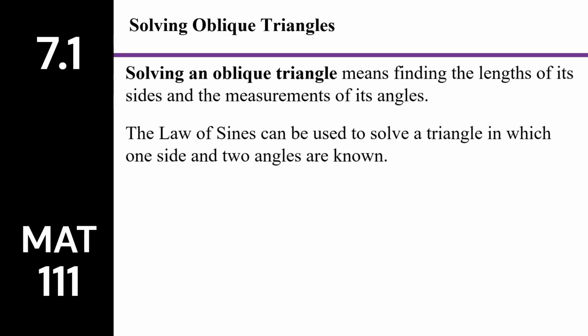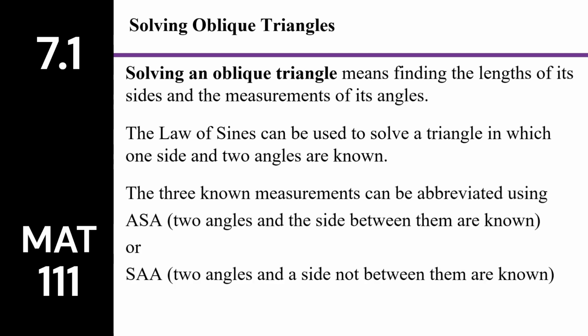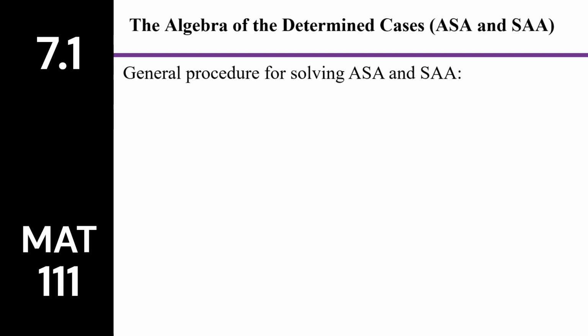The law of sines can be used to solve a triangle in which we know one side and 2 angles. These 3 measurements can be abbreviated with ASA if you know 2 angles and the side between them, or SAA if you know the 2 angles and a side not between them. Here's a procedure for solving triangles of either of these types.